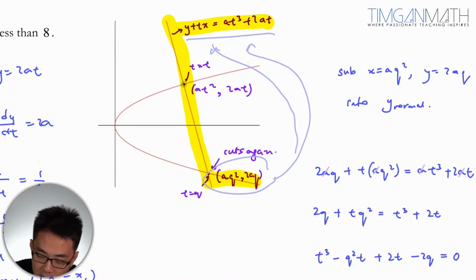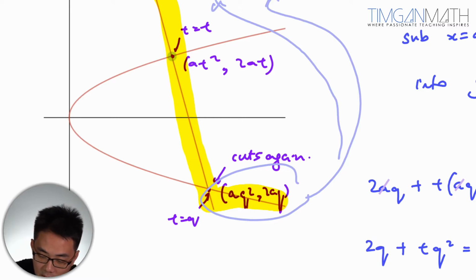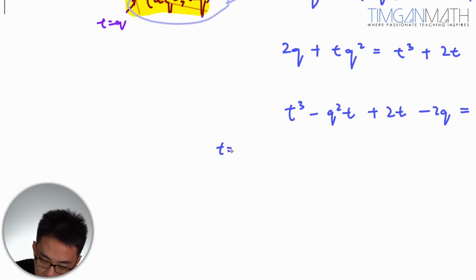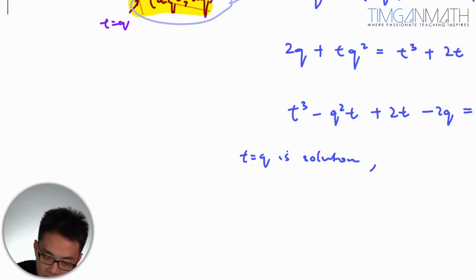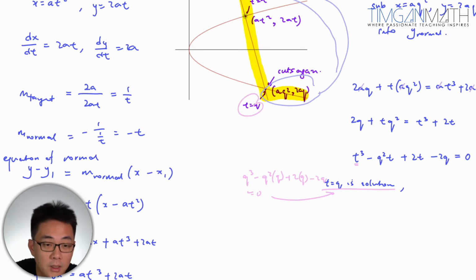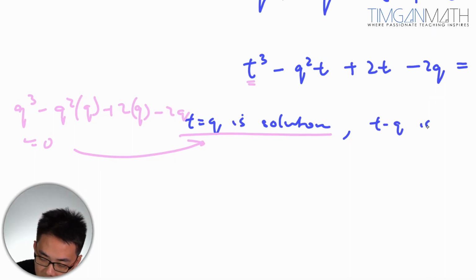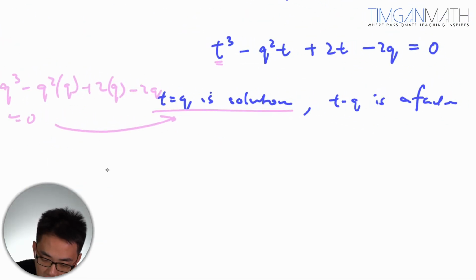Actually, very quickly, you could see that t and q are the same, so we know that t equals q is a solution. You can just check. If you sub t as q, you get q³ − q²·q + 2q − 2q, which gives you 0, so this is a solution. You can guess and check as well if you can't tell that t equals q is a solution. So we know that t − q is a factor. Then we just need to use long division to solve it.